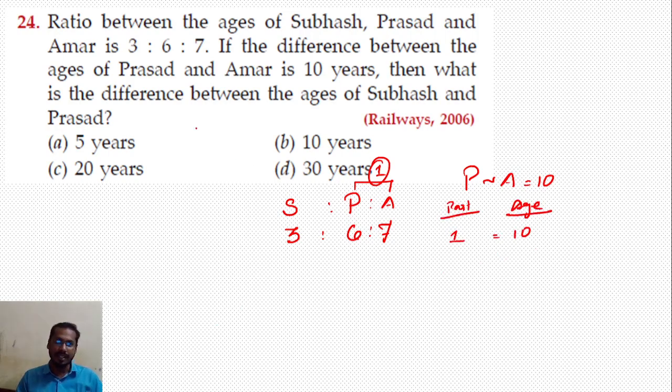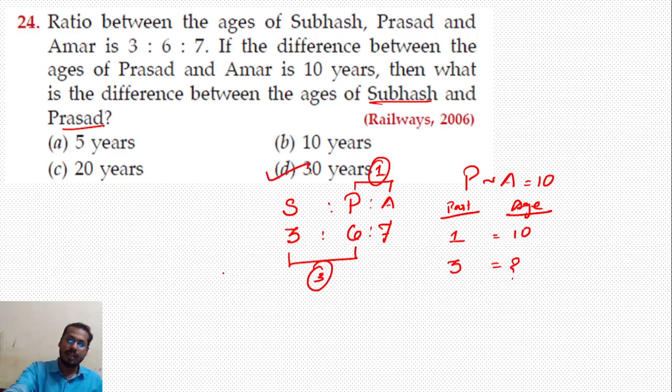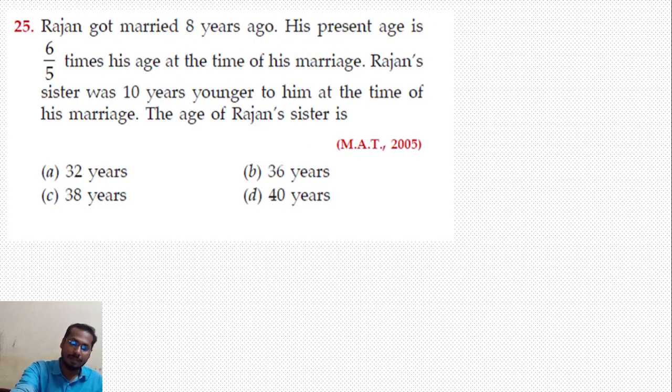Okay. What is the question? Difference between the age of Subhash and Prasad. So I want to find Subhash and Prasad age difference. That is three part difference, right? So three part is equal to what? 10 into 3. 30 years is the right answer. Okay. Right. Next question. Simple, guys.